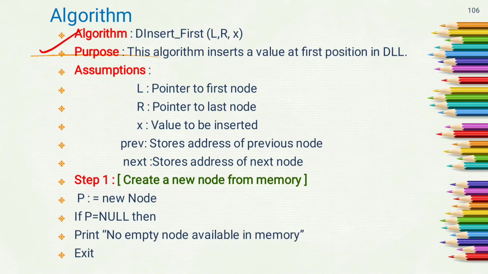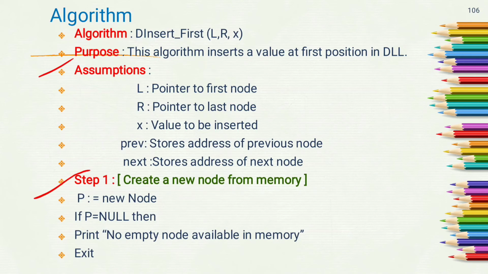So the algorithm name is insert underscore first. That means we are inserting the first node in a doubly linked list. Here we require 3 parameters L, R, X, where L is the pointer to the first node, R is the pointer to the last node, and X is the value to be inserted. Here we are also using 2 pointers inside a node. The previous pointer stores the address of the previous node and the next pointer stores the address of the next node. The purpose of this algorithm is to insert a value at the first position in a doubly linked list.